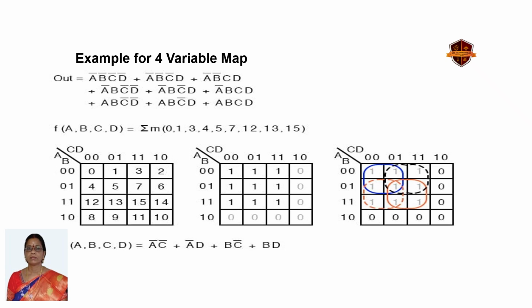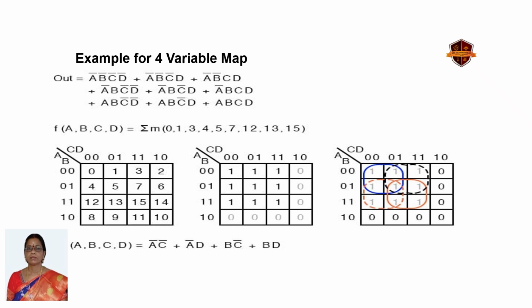For the 4 terms, first you see the blue one, which corresponds to, in the row 0001, 0 is common, which corresponds to A bar. In the column 0001, 0 is common, which corresponds to C bar. So the first term in the function f of A, B, C, D is A bar C bar. The next square, 0001, 0 is common, A bar. Then 0111, 1 is common, which corresponds to D. Hence it is A bar D. Similarly, the other 2 squares have been taken, B C bar and B D.